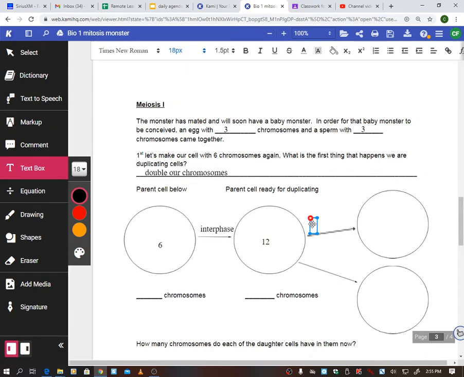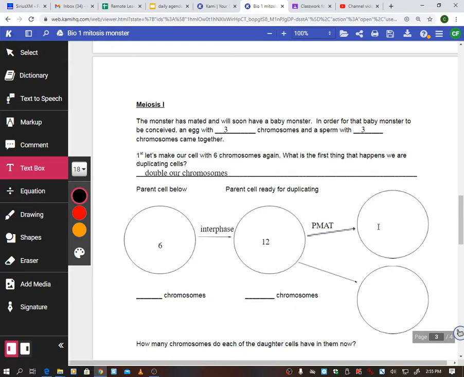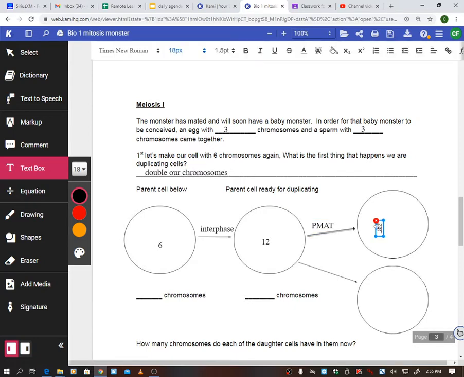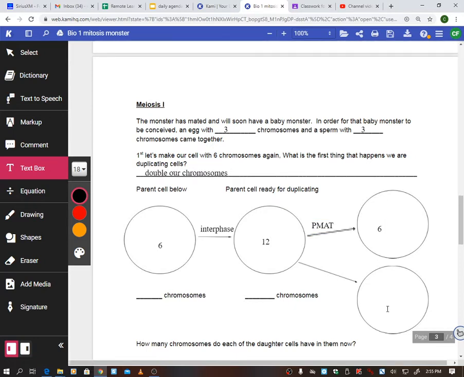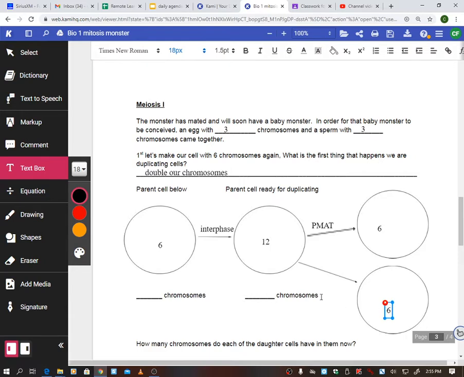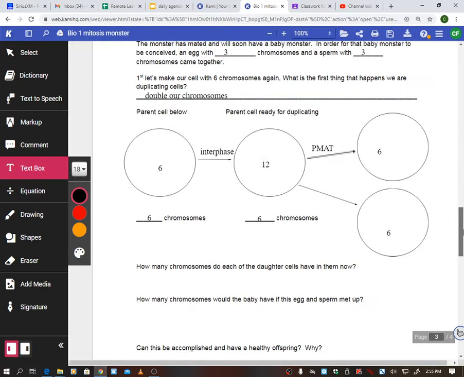Here, we're going through prophase, metaphase, anaphase, and telophase. We're going through mitosis, and we end up with a cell that has 6 and 6. Now, I know I have these numbers down here. You can write them here. I prefer to put the numbers inside of the cell. All right, so it's a cell with 6. We go through interphase. We double to 12. We go through prophase, metaphase, anaphase, telophase. We split these chromosomes up, and we end up with 2 cells that each have 6.